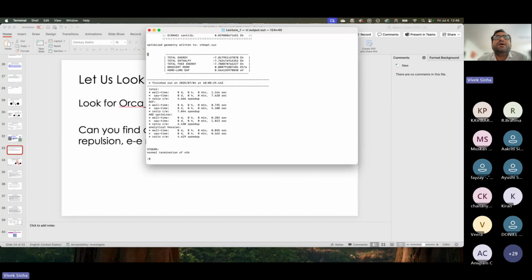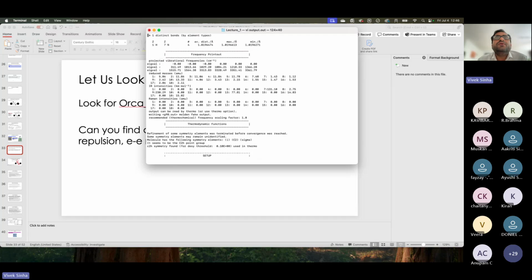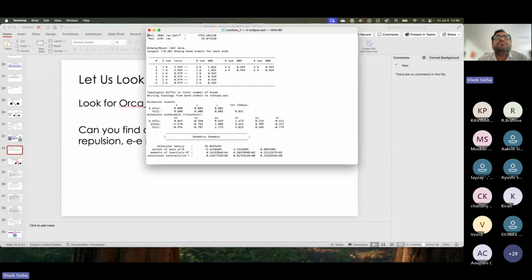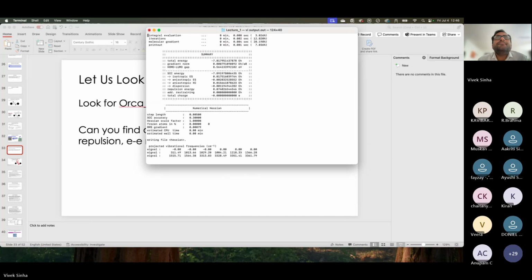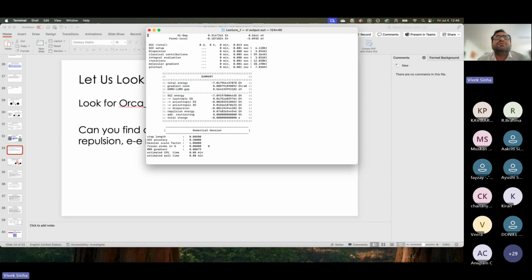In this output file, you go up, up, up. You will see this term called repulsion energy, right? We talked about this. This is essentially the total repulsion energy that you have in the system.